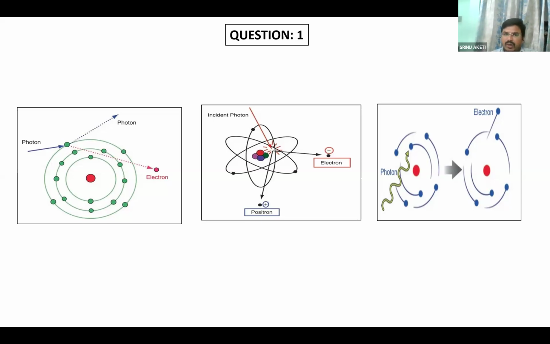So can you tell one more point? Does the Compton effect depend upon the atomic number? Am I clear? Because I'm getting some messages. My voice is breaking a little, sir, not too much.